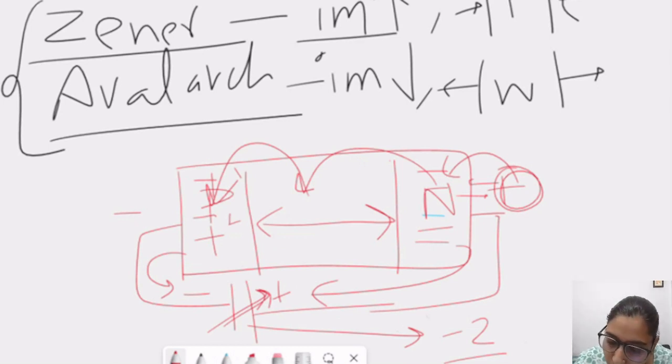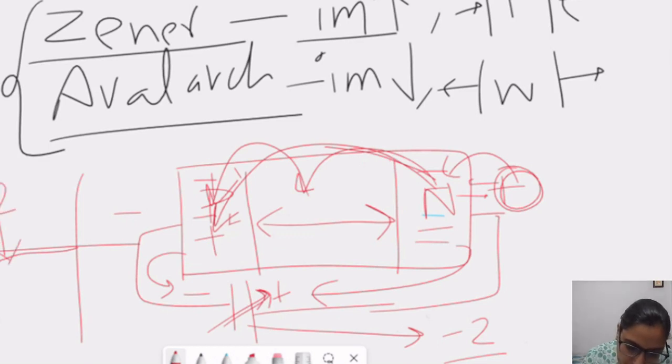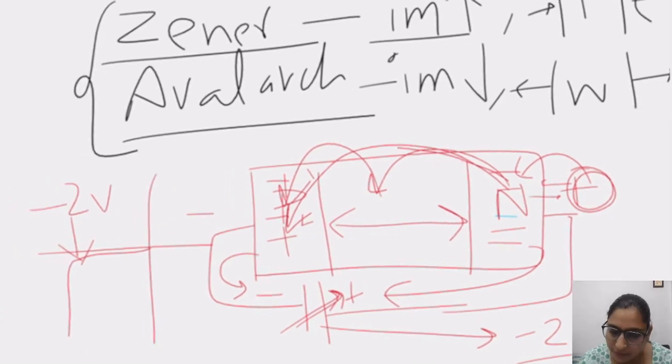So if this electron jumps with full energy into the P region and tries to capture the hole, then the bonds are breaking. The covalent bonds which bind the electrons are breaking, because the voltage level is very, very high. If the bonds are breaking, then free electrons are released. What is happening then? There is an abrupt change in current at, let's say, minus 2 volt. The current is increasing very, very heavily.